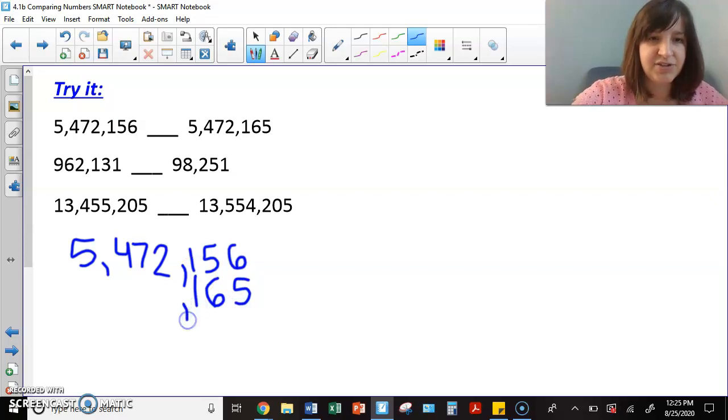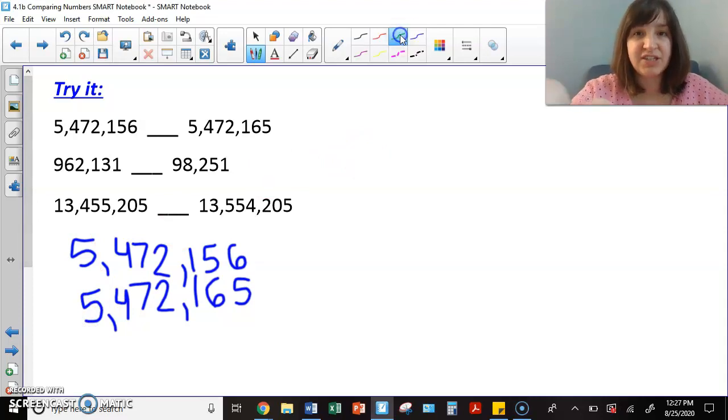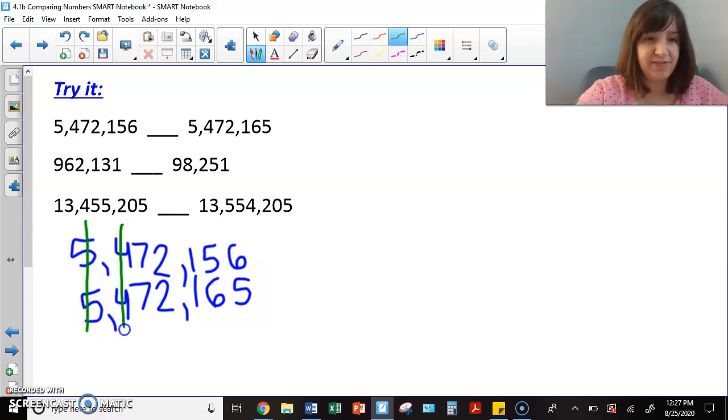I see some digits that are different, but I want to make sure I write my whole number first to make sure. All right, let's look at each digit starting with the greatest shared place value. In this case, they both share the millions place. In the millions place, they both have the number 5, so I'm going to cross that out. In the hundred thousands place, they both have the digit 4. In the 10,000s place, they both have the digit 7. In the thousands place, they both have the digit 2. In the hundreds place, they both have the digit 1.